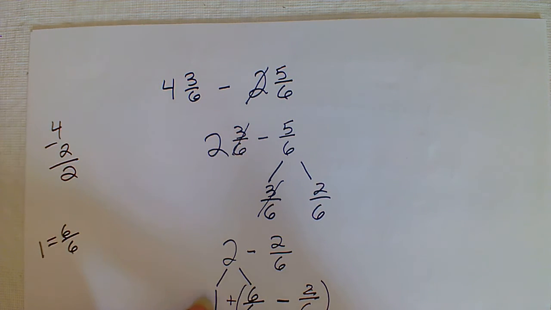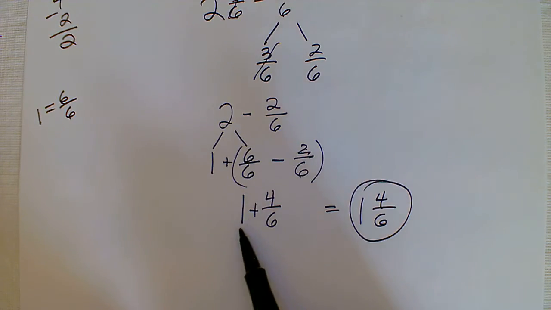And then we decomposed that 2 into 1 and 1. And then we went ahead and we converted it into 6/6. We decomposed it into 6/6. So 6/6 minus 2/6 was 4/6. And we still had our 1. So we had 1 and 4/6.